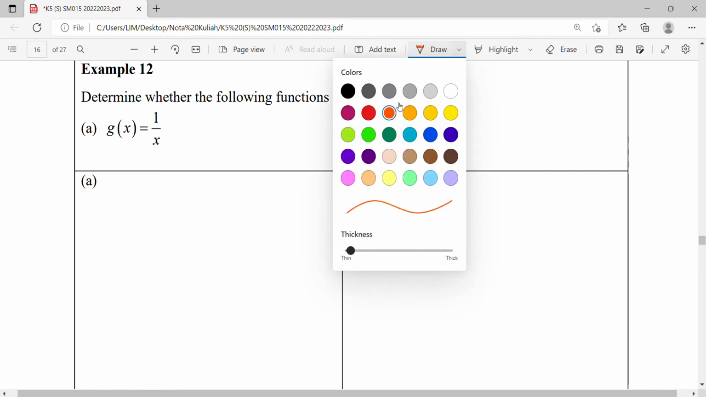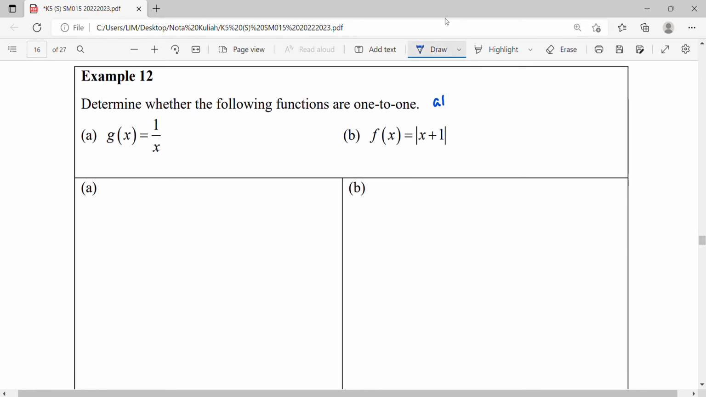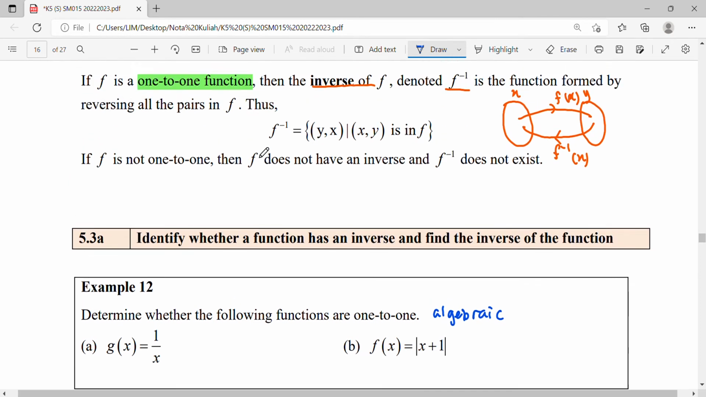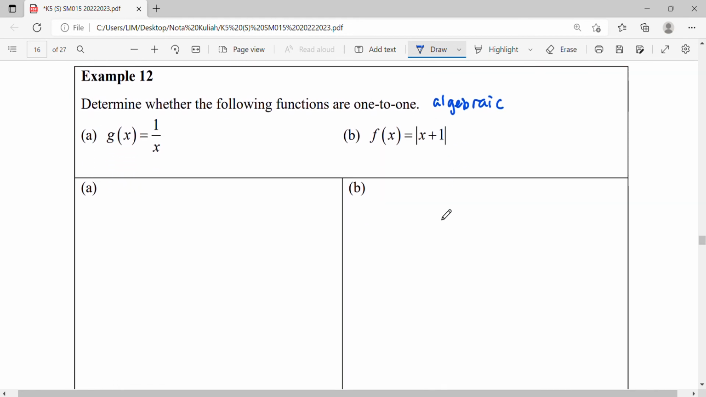So for example, we're going to determine whether the function is one-to-one or not. We are going to use the algebraic method to calculate whether this function is one-to-one or not. If it's one-to-one, it has an f inverse. If it is not one-to-one, the f inverse does not exist.